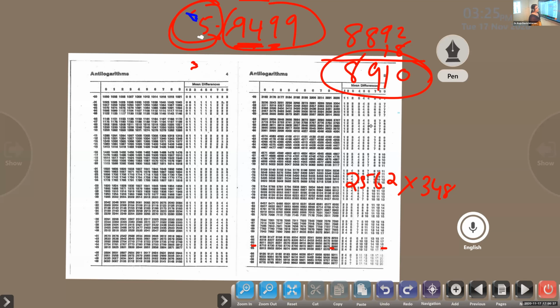And can anyone tell me the answer? How many zeros? Can you tell me 2562 into 348? Can anyone do it manually and give me the answer? Let us check what is the difference between both of them. I know you think, ma'am, this is very tough. It is easy for us to multiply manually. Okay, I save the time.